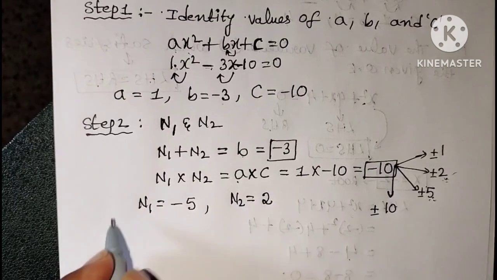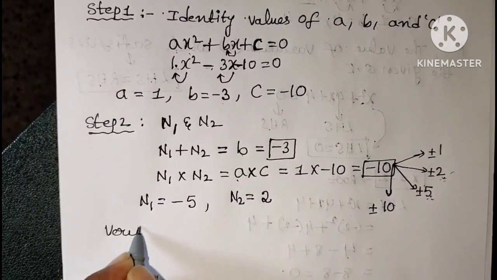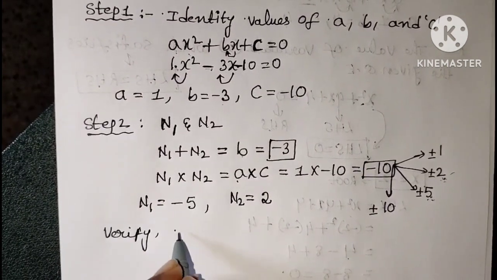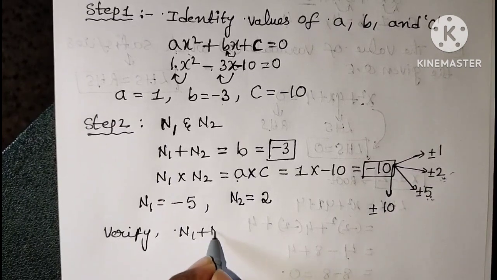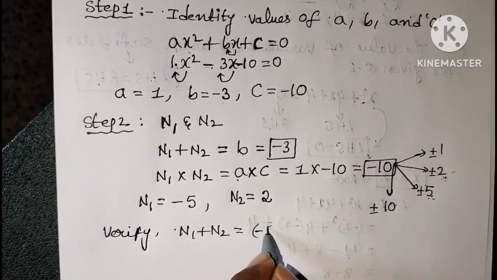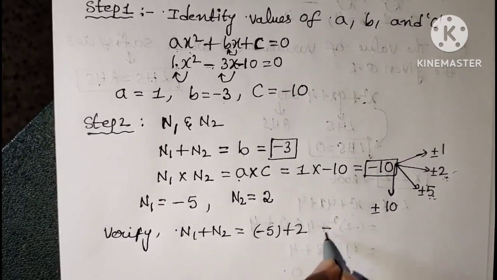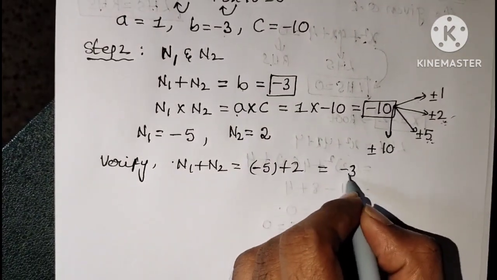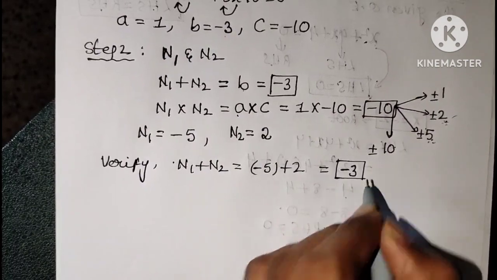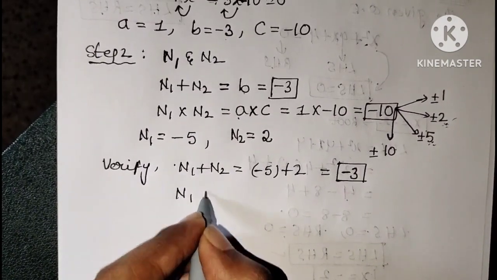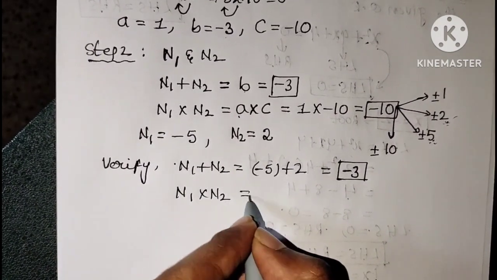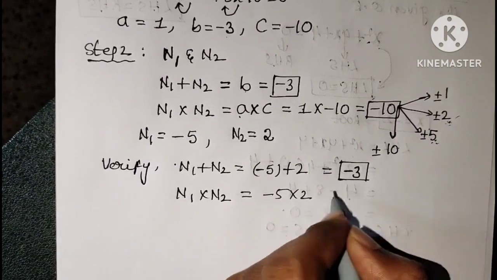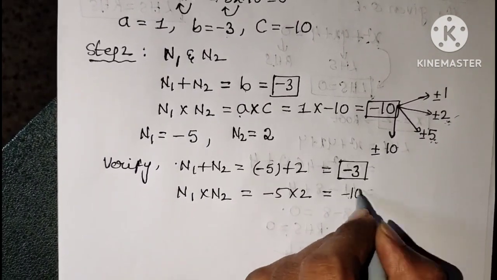లెట్ us వెరిఫై చేద్దాం. సో ఫస్ట్ సమ్ చేద్దాం, n1 + n2. సో n1 వాల్యూ -5 + n2 వాల్యూ 2. -5 + 2 = -3. సో సమ్ చేస్తే -3 వచ్చింది. నెక్స్ట్ ప్రొడక్ట్ చేద్దాం, n1 into n2. -5 into 2. How much we got? We got -10.